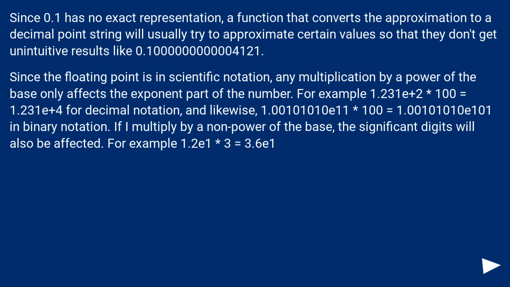For example, 1.231e+2 times 100 equals 1.231e+4 for decimal notation, and likewise, 1.00101010e11 times 100 equals 1.00101010e101 in binary notation. If I multiply by a non-power of the base, the significant digits will also be affected. For example, 1.2e1 times 3 equals 3.6e1.